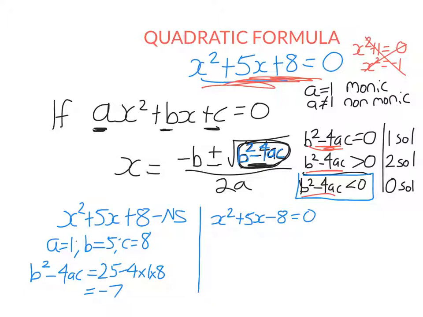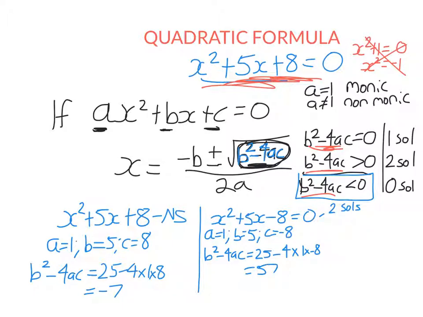So let's try x squared plus 5x minus 8 is equal to 0. Here, a is still 1, b is 5, but c is turned from positive 8 to -8. So in this case, b squared minus 4ac would be b squared, 5 squared is 25, minus 4 times a times c. If you put that on your calculator, you get 57. So that's clearly more than 0. So now this should have two solutions, okay?